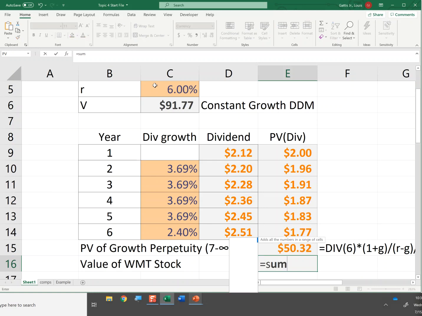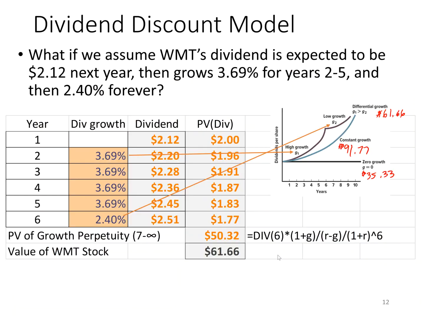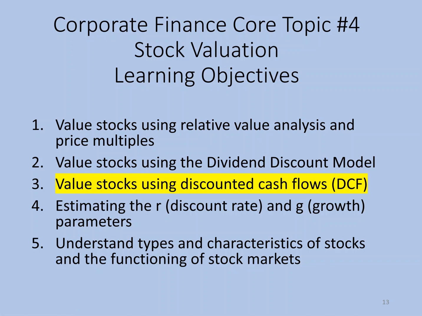And now I could sum up the year 1 dividend, 2, 3, 4, 5, 6, and then 7 through infinity. So I'd value Walmart at $61.66. So this is valuing Walmart using the dividend discount model, where it grows at 3.69% for the first 5 years and then 2.4% forever. So not a very good stock using the dividend discount model. So in this topic, we just talked about valuing stock using the DDM, the dividend discount model.